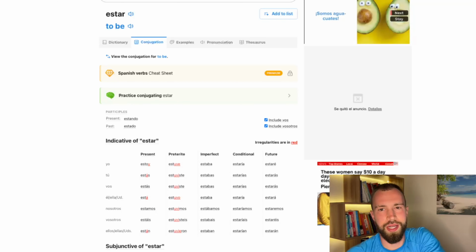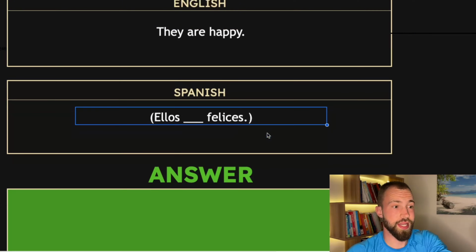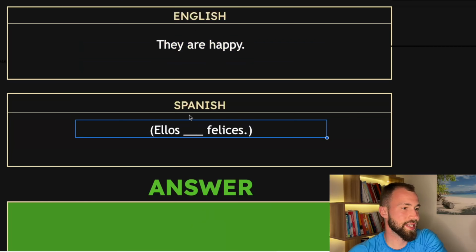Like, estoy feliz, I'm happy. It's in the moment. You're typically not saying I'm a happy person, right? So you typically use estar with feliz. But I just want to let you know that you can use ser. But yes, ellos están felices.